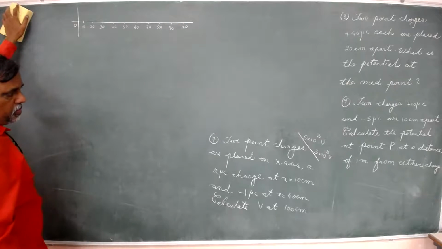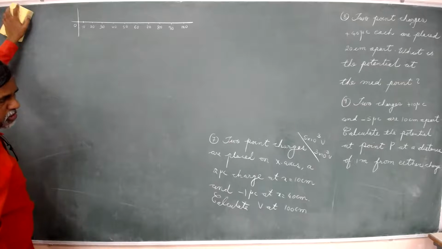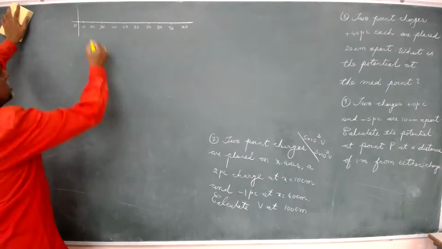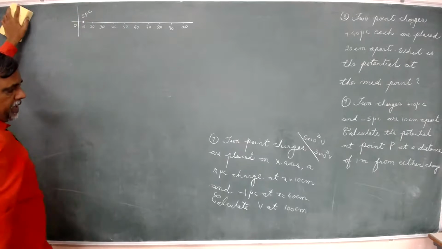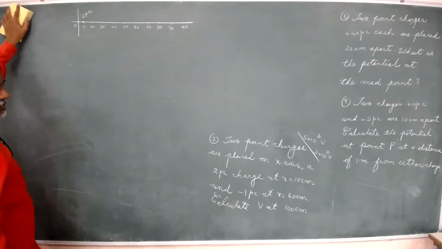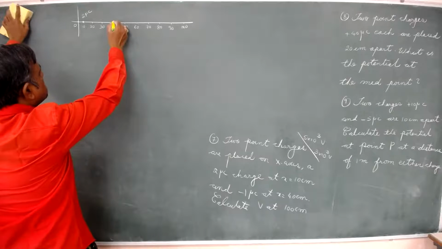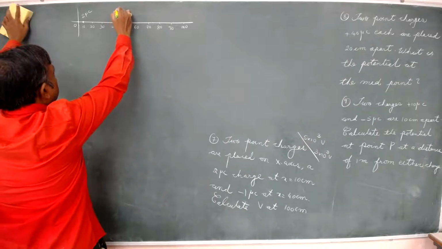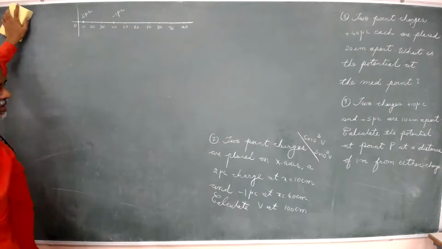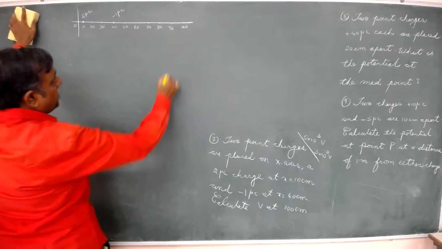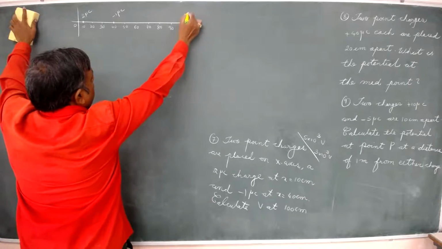So 2 microcoulomb of charge at 10 centimeter. Here this is 2 microcoulomb. Next, at 40 centimeter of distance, minus 1 microcoulomb. So this is minus 1 microcoulomb. Now you need to calculate the electrostatic potential at 100 centimeter. Here, this is the point P given.